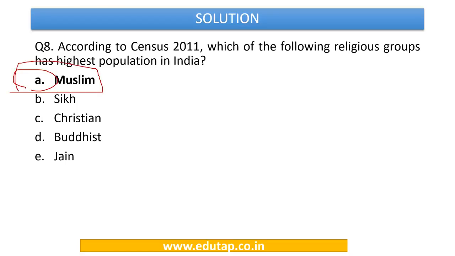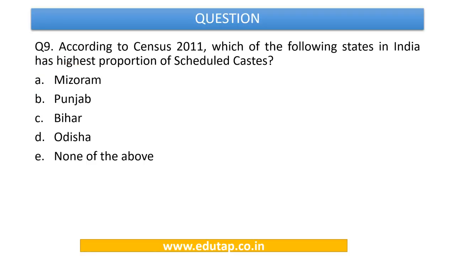So on the top there are Hindus, on the second there are Muslims, and on the third there are Christians. Now let's move to the next one. According to census 2011, which of the following states in India has the highest proportion of scheduled castes? So this question is asking about the proportion of scheduled castes as per the census 2011 and the ranking of the states with respect to this criteria. Options are Mizoram, Punjab, Bihar, Odisha or none of the above.